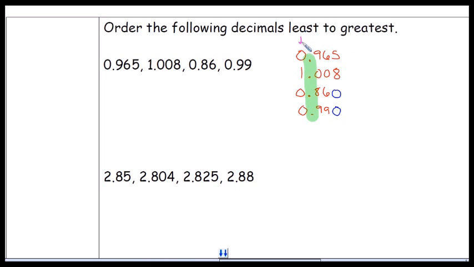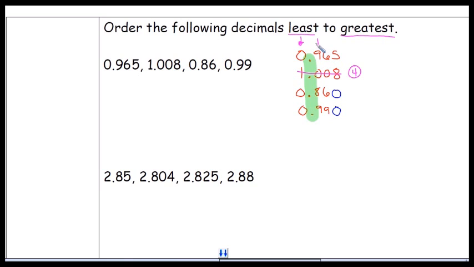So I'm going to look at this column first, and now notice that I'm going from least to greatest. So the smallest one is going to be a 0. We'll have 3 zeros. So that tells me that this one right here is going to be the biggest one, and that's going to make it be in the last place. Since I have 4 numbers, this is going to be my 4th place out of these 4 decimal values. So I can go ahead and scratch that one out because I already know where it's going to go.